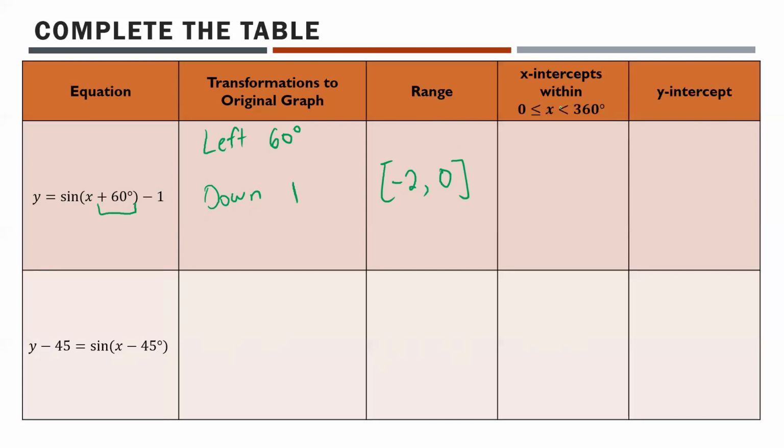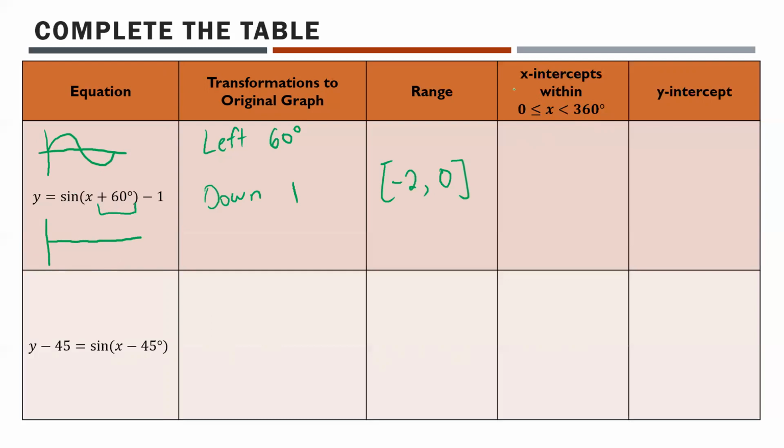Ooh, now here's where it gets interesting. Your x-intercepts within 0 to 360. Ooh, let's break this down. So what I'm going to do is draw a normal sine graph right here. Just a normal sine graph. But then below it down here, I'm going to draw my newly changed one, right? And there's a good reason why.